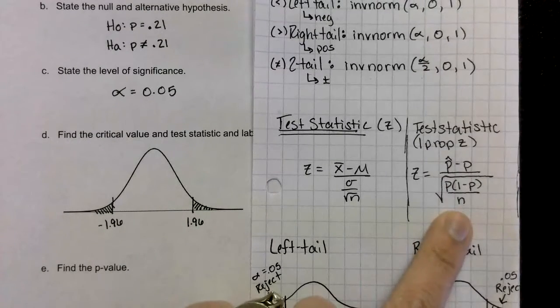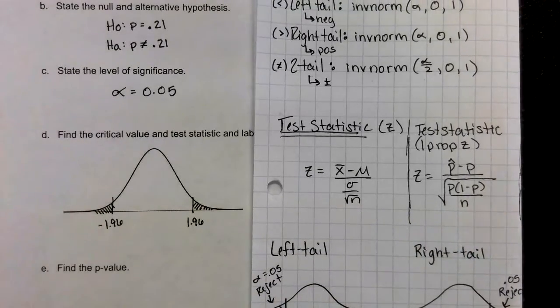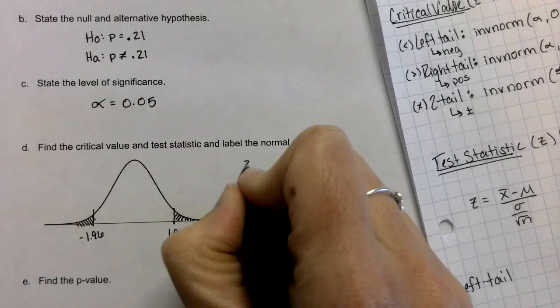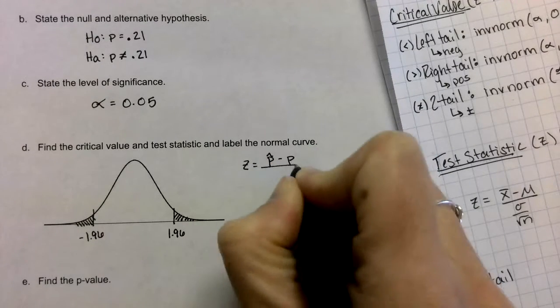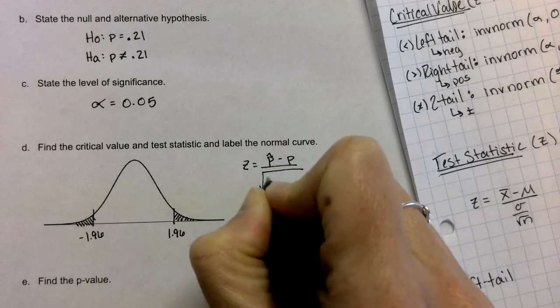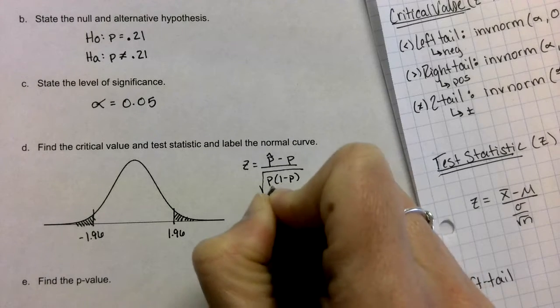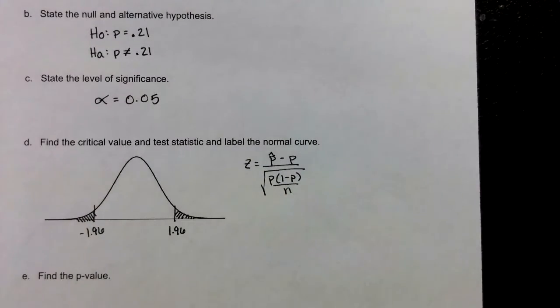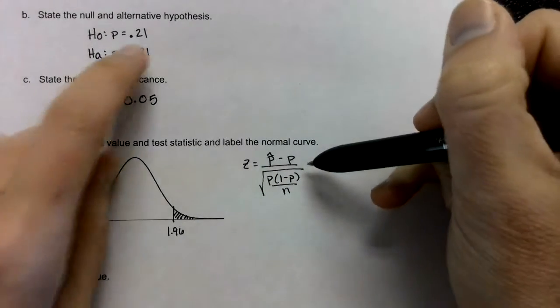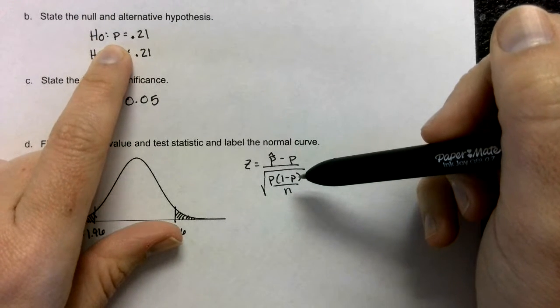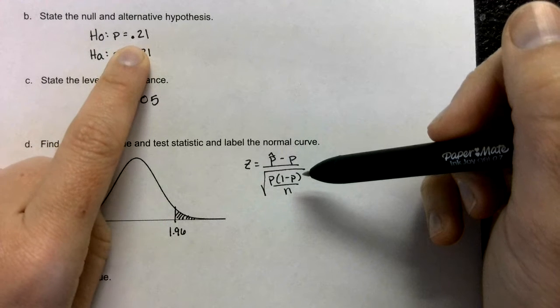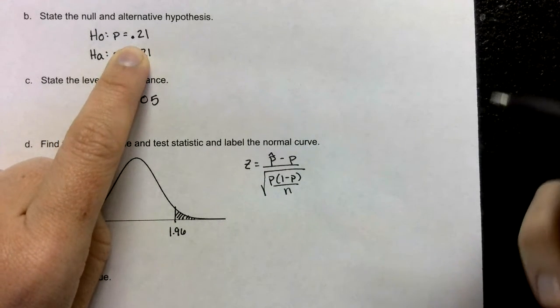So here is our formula for the test statistic. Let me just copy this down on here. It's p hat minus p, divided by the square root of p times 1 minus p over n. Some of the things that we already know: there's really only three values that we need. We need p, which we know. p is the claim for the hypothesis, so 0.21.